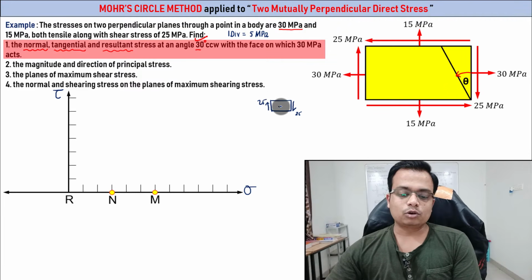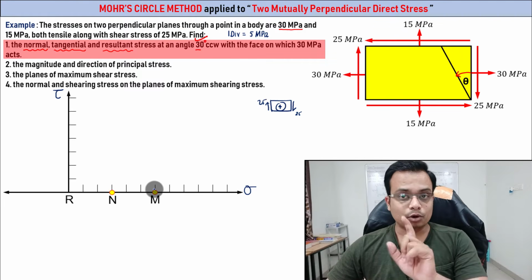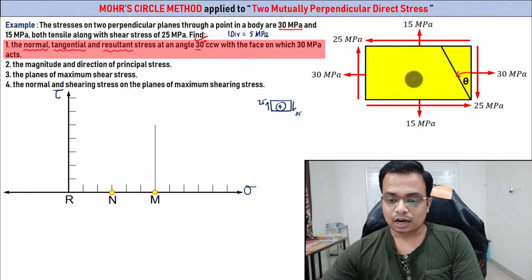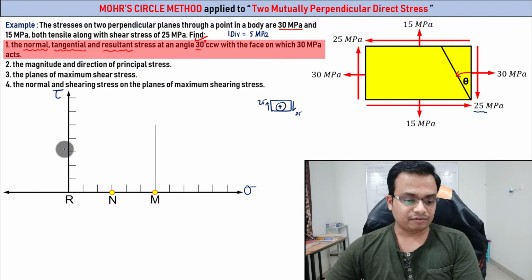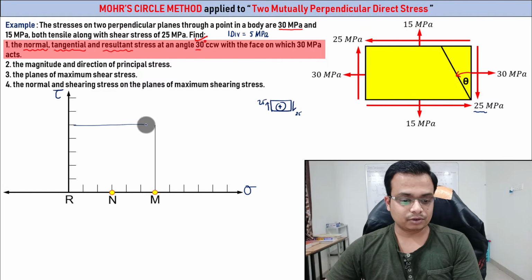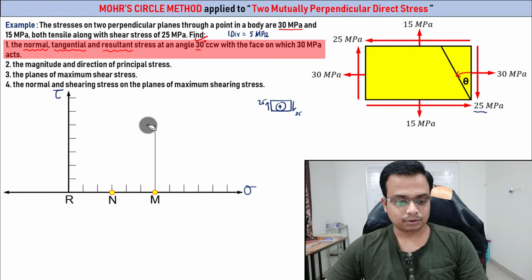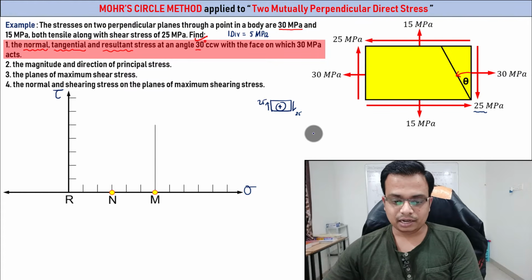Now this is trying to make a clockwise rotation, and therefore from M you need to move in the upward direction, positive. How much? Well, the value is 25. So 5 divisions: 5, 10, 15, 20, 25. Here we go. That's the match. Okay, done.